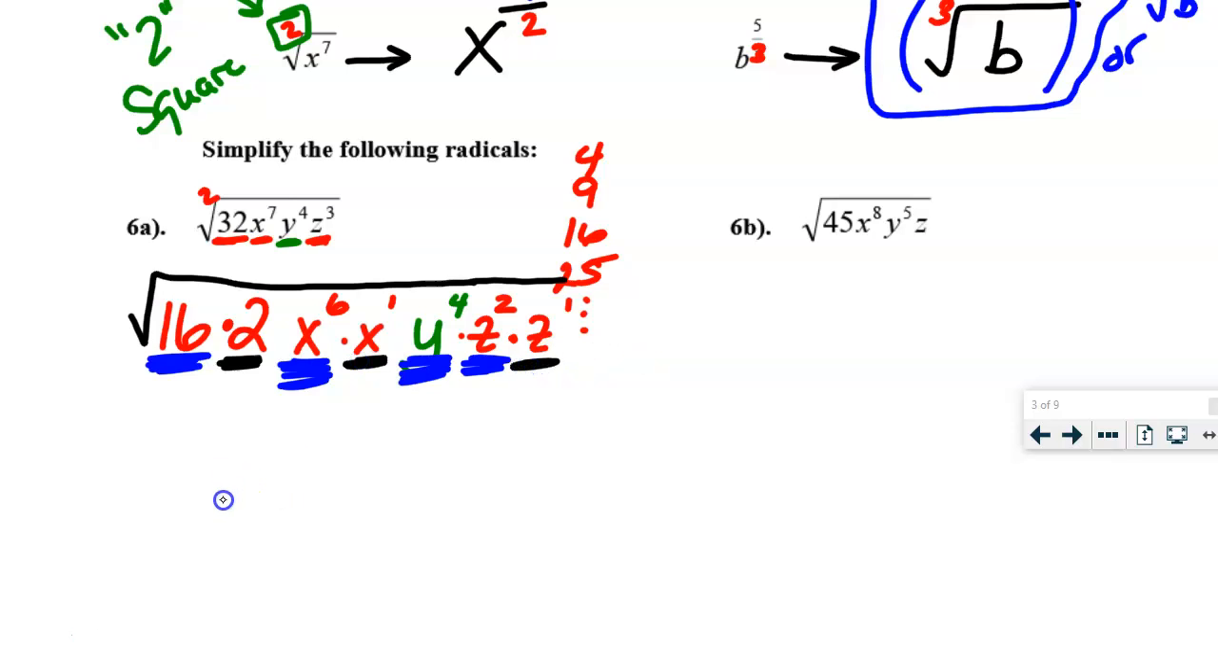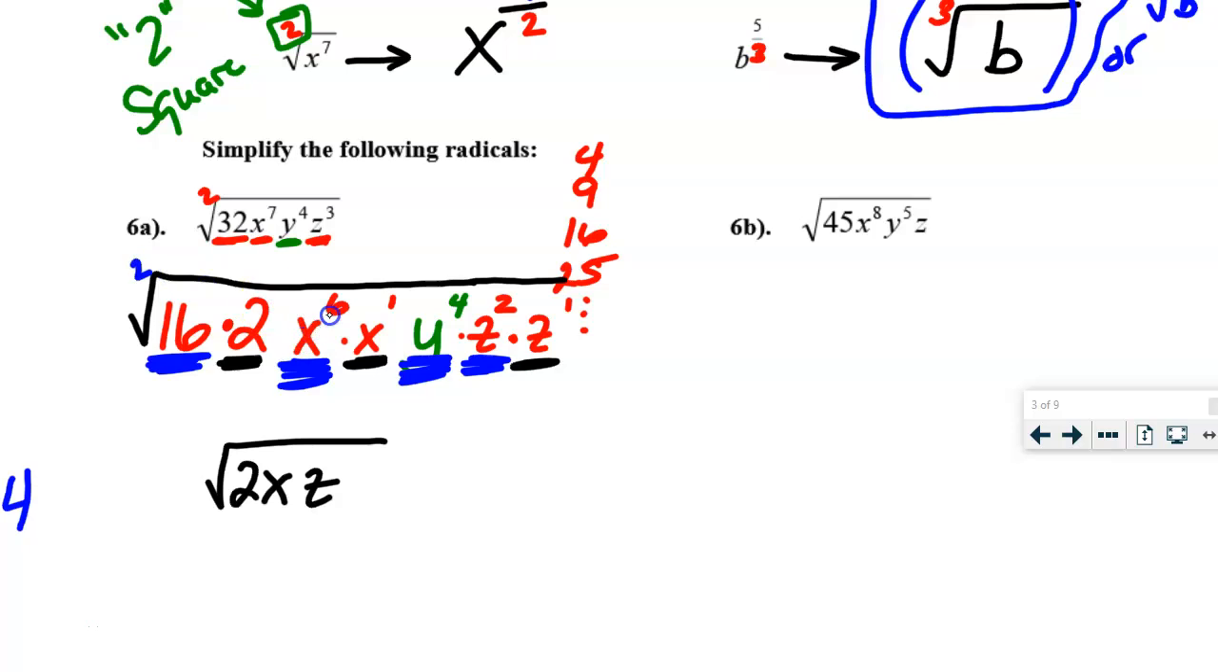So for some kids, what they like to do is go ahead and write down what's stuck in the radical first. So like the 2 and the x and the z, they're stuck in the radical. But all of this stuff that we're reducing, it's going to come out of the radical in its reduced form. So square root of 16 is a 4. And then remember, this is a square root.